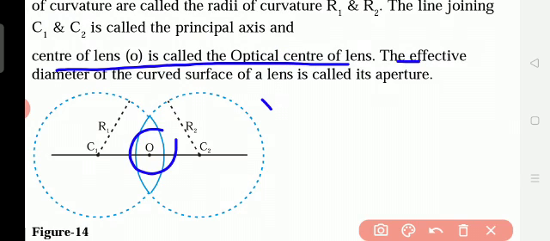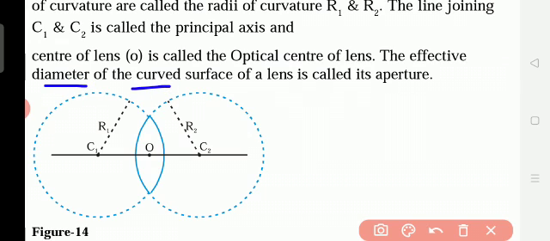Then the effective diameter of the curved surface of a lens is called the aperture. That means the effective diameter of this curved surface and this curved surface. What is it called? The aperture.